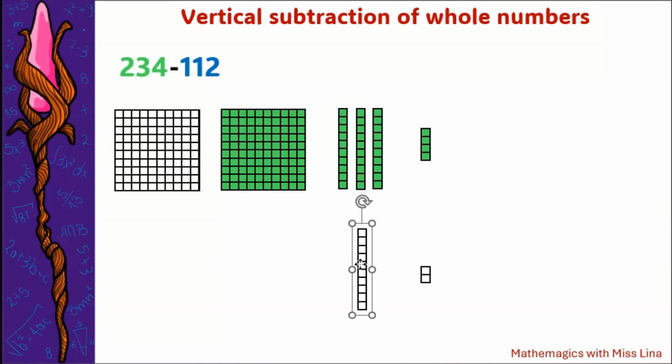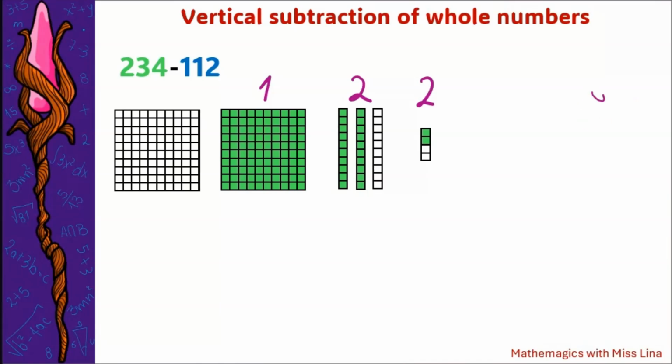From the tens, we take away one of them. Okay, so we cover it here. And from the ones, we cover two of them. Notice that at the end, we are left with 100, two strips of 10, so 20, and two ones, 22, so 122.